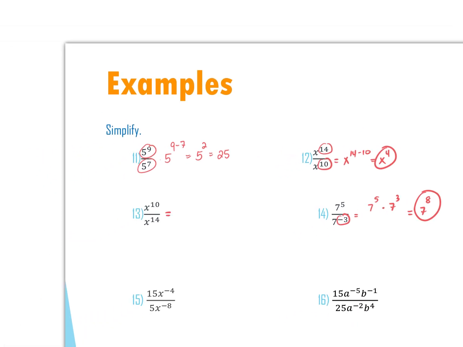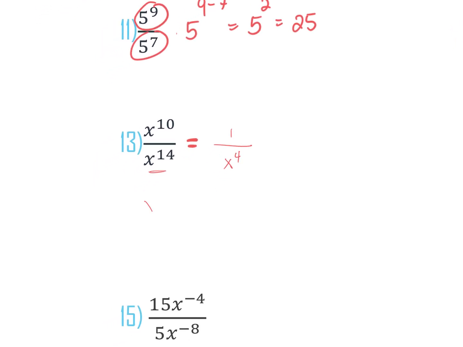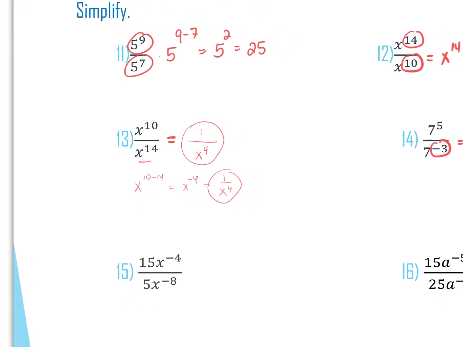On this one, notice I have 4 extra x's on the bottom, so I know that it's going to be 1 over x to the 4th. Now, again, you can solve this as x to the 10 minus 14, which is x to the negative 4, which converts to 1 over x to the 4. Either method is going to give you the correct answer.